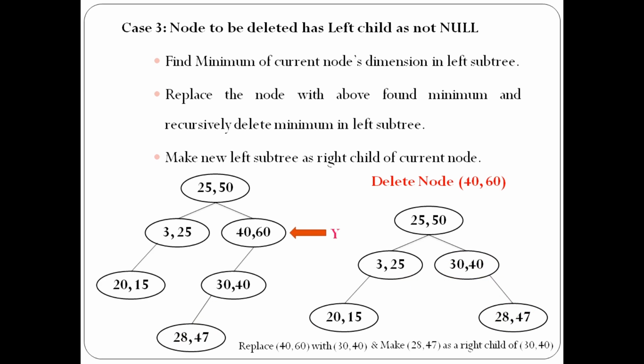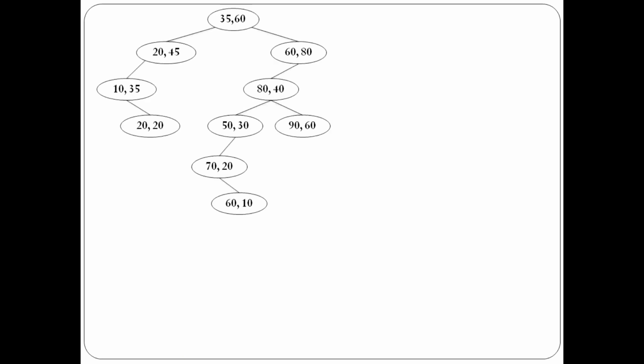Now look at an example. Consider a given two-dimensional tree, and we want the node (35, 60) to be deleted from the tree. The first step is to identify the dimensions of the tree. I have mentioned here (35, 60) for the x dimension, then (20, 45) for the y dimension, then x, y, x, y. How to calculate this dimension I have already discussed in my previous video.